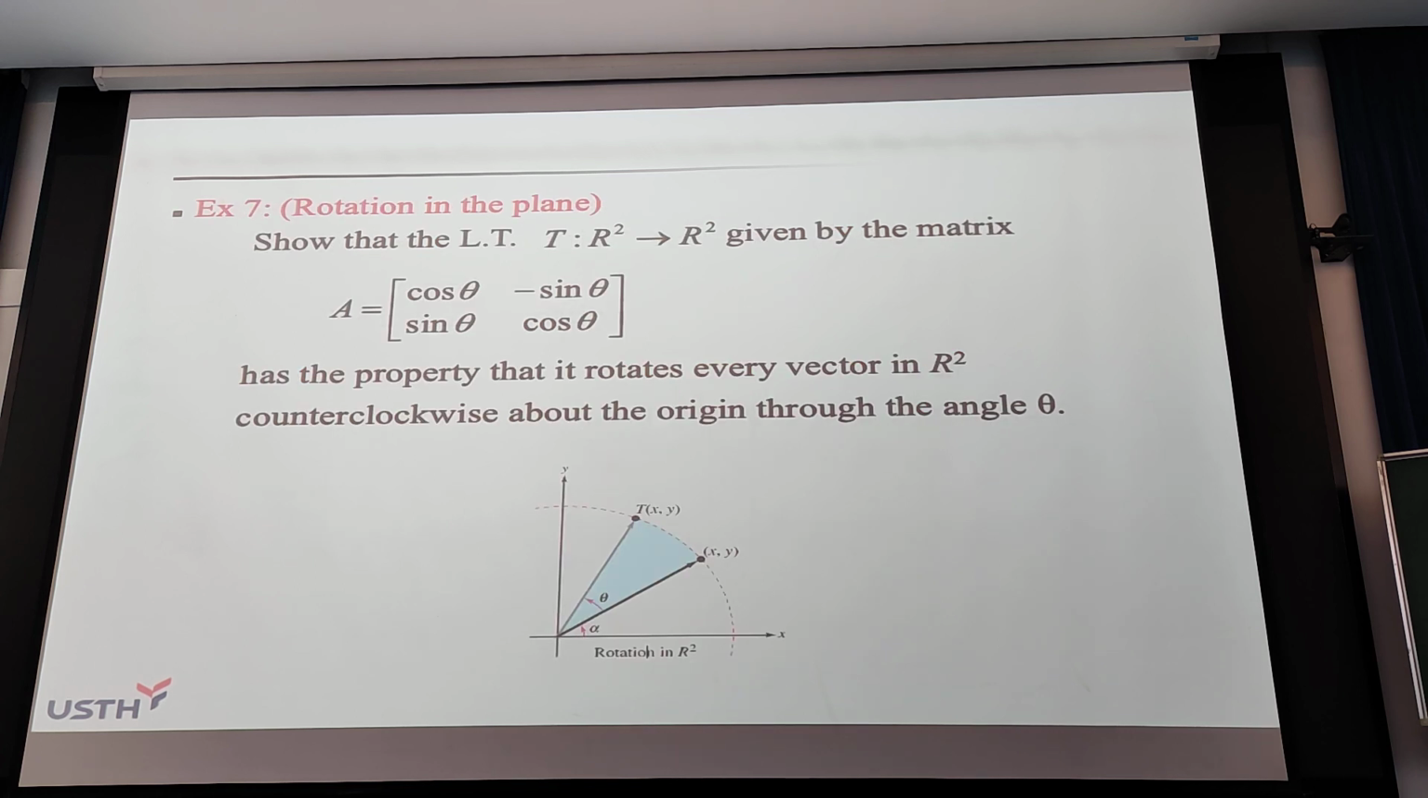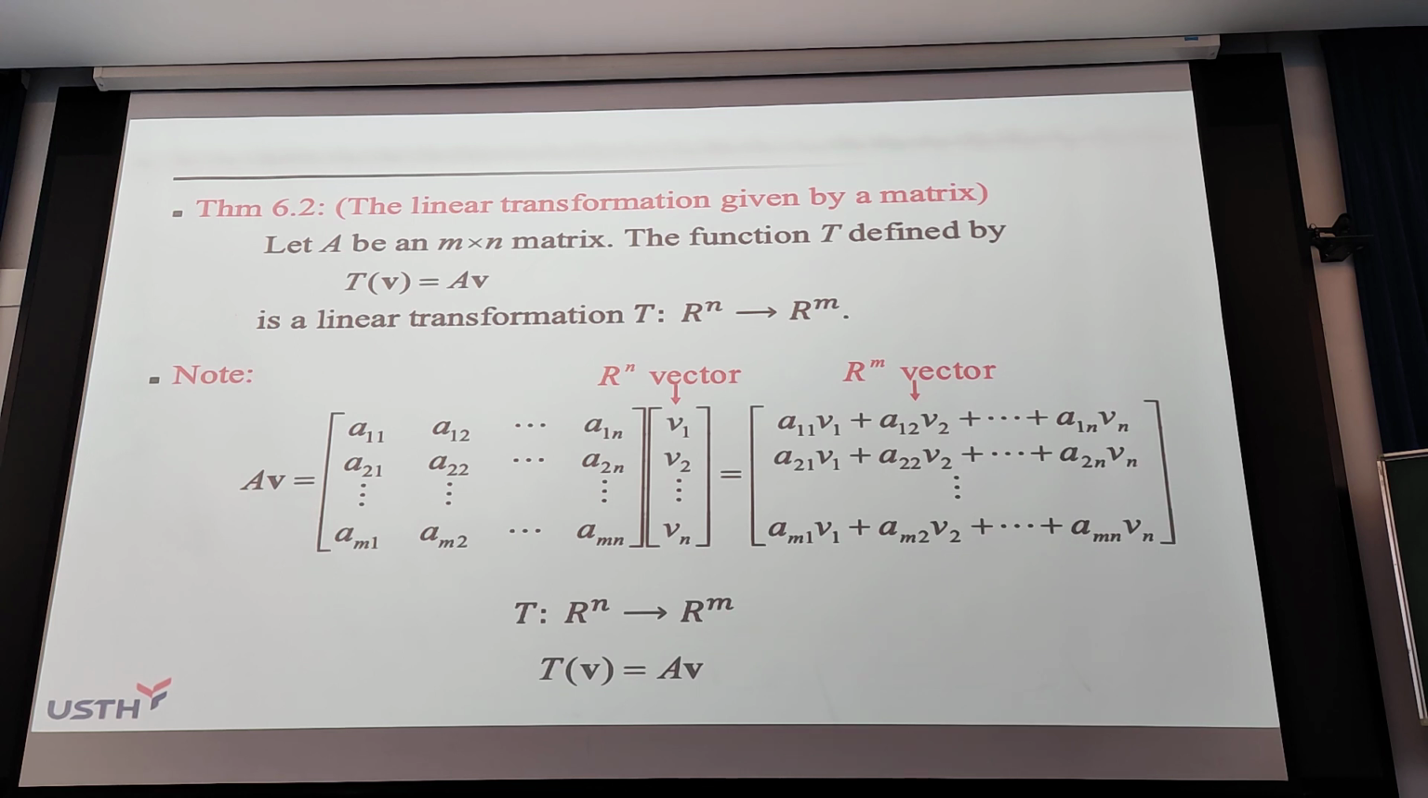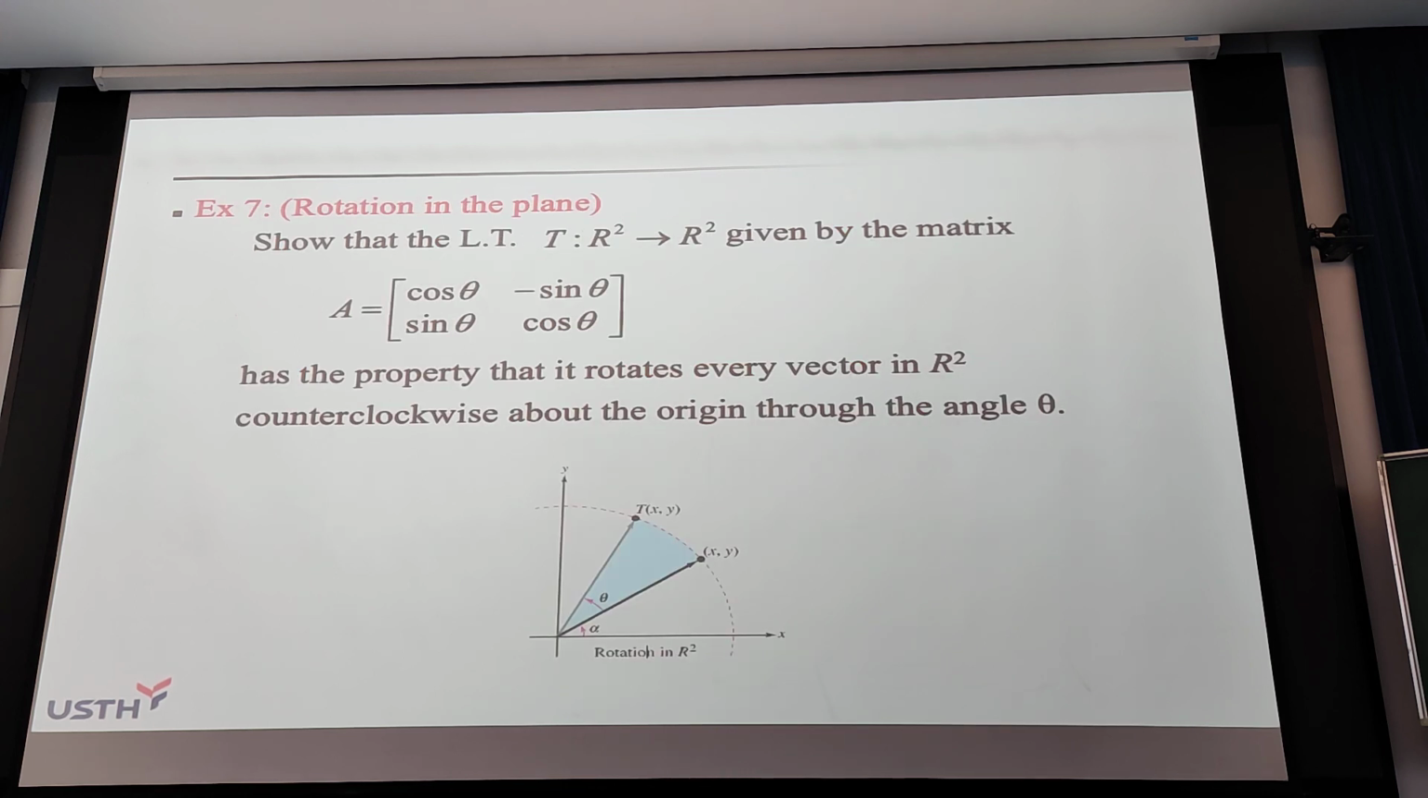And an example for that is what we already know from high school, that is rotation. Fact one, the rotation by angle theta is a linear transformation T from R2 into R2. And it is given by a matrix like that. And everything here has been explained clearly for you last week.